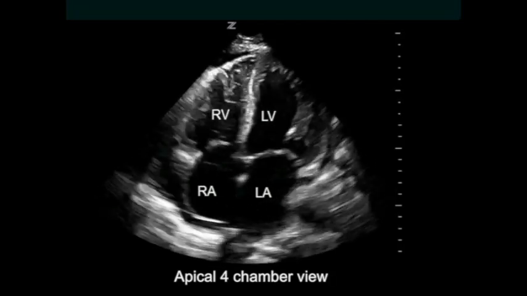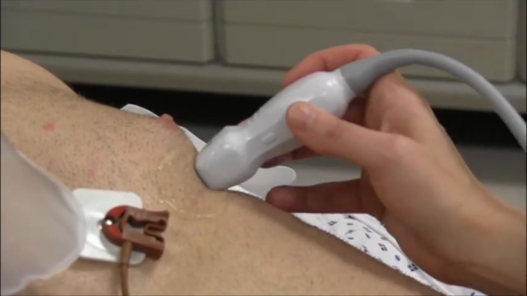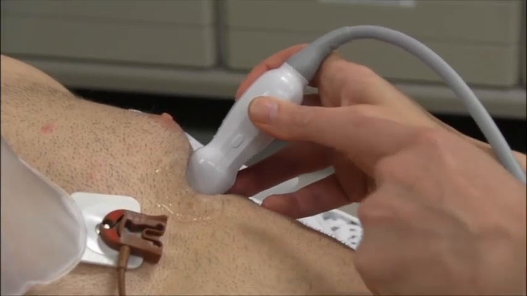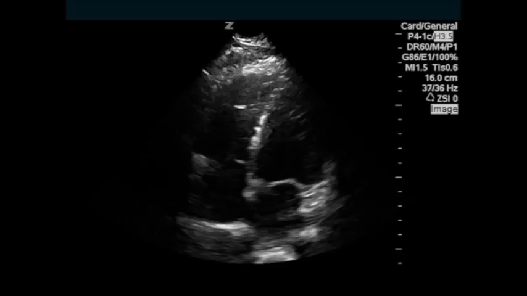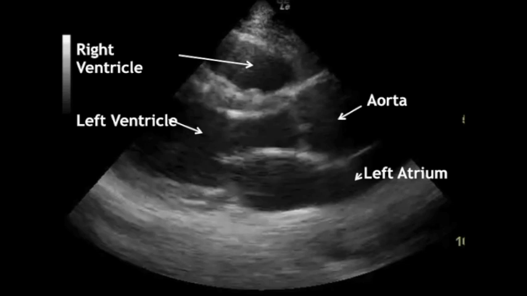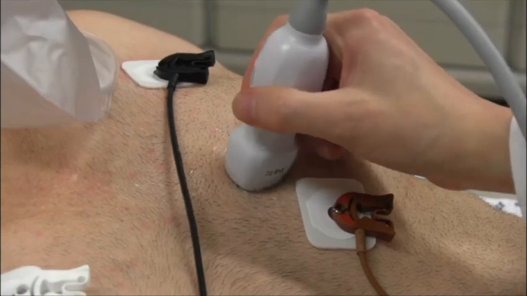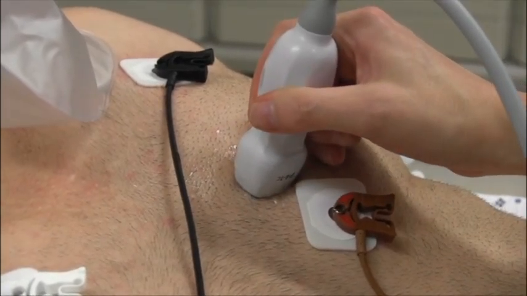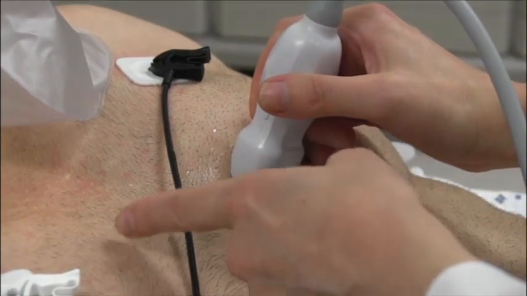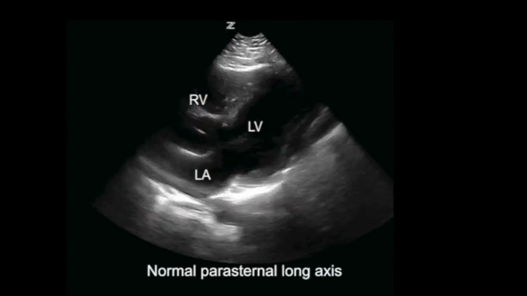The apical 4-chamber view is an alternative view. The low-frequency transducer is placed over the apex of the heart with the transducer indicator pointed toward the patient's right. This is a normal apical 4-chamber view. Another view is a parasternal long axis. The parasternal view is obtained by placing the transducer to the left of the sternal border in the 3rd to 4th intercostal space with the transducer indicator pointed toward the patient's right shoulder. This is a normal parasternal long axis view.